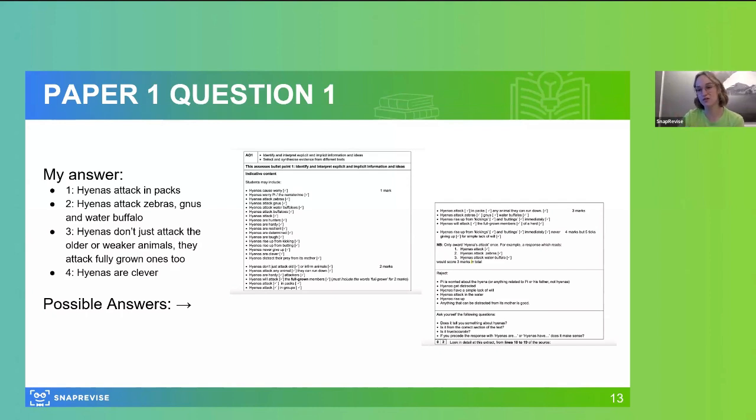And again, if you look over to how you could get 4 marks on the second box, hyenas rise up from kickings and buttings immediately, never giving up for a simple lack of will. Again, it's 5 ticks, but it's worth 4 marks. That's an example of how you could write in a longer sentence, but still get all of the answers. So really think about what's going to save you time, what you're being asked to do, and not overcomplicating it when giving your answers.